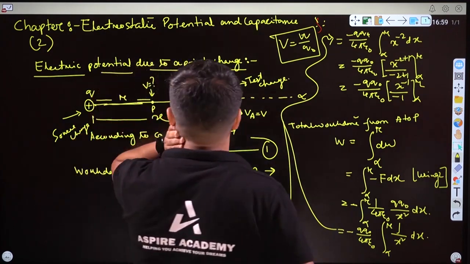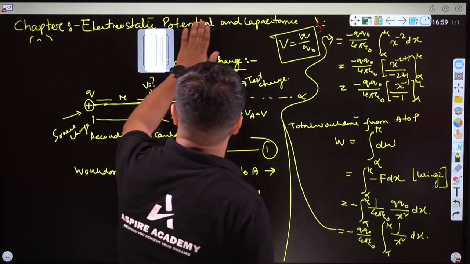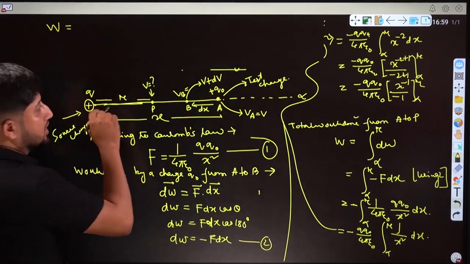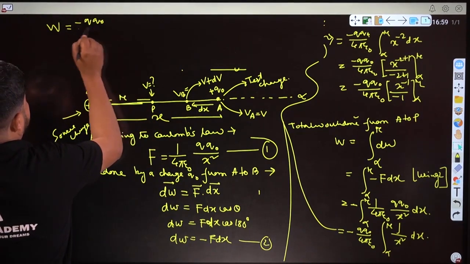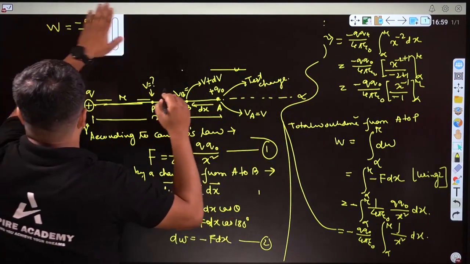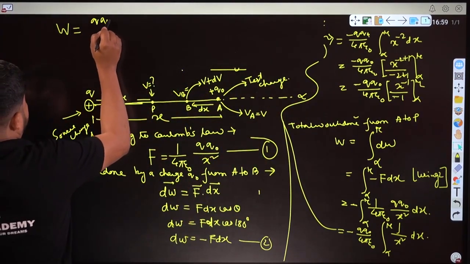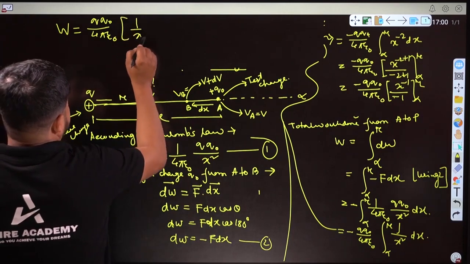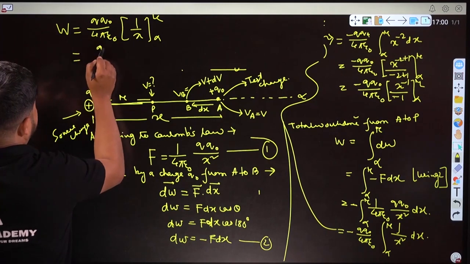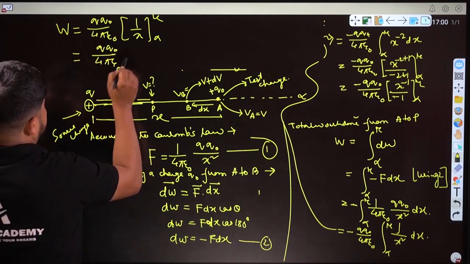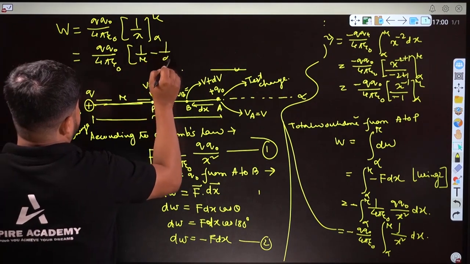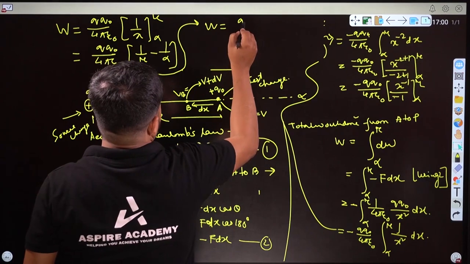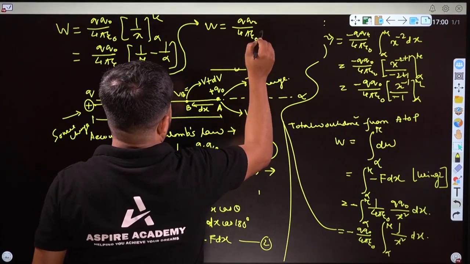So now after that, work done is equal to minus q naught by 4 pi. So this minus and this minus is equal to plus, so plus q naught by 4 pi epsilon naught, then x to the power minus 1, that is 1 by x, from infinity to r. After that you have to place q naught by 4 pi epsilon naught, so upper limit 1 by r minus lower limit 1 by infinity. 1 by infinity means 0, so W is equal to q naught by 4 pi epsilon naught dot 1 by r.